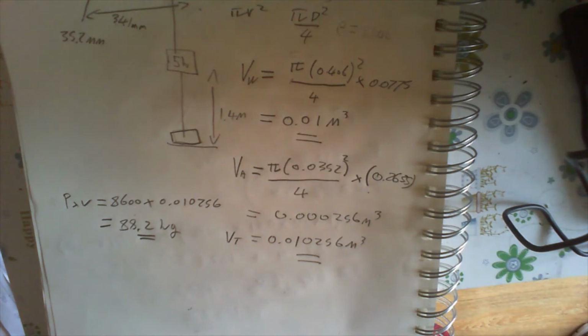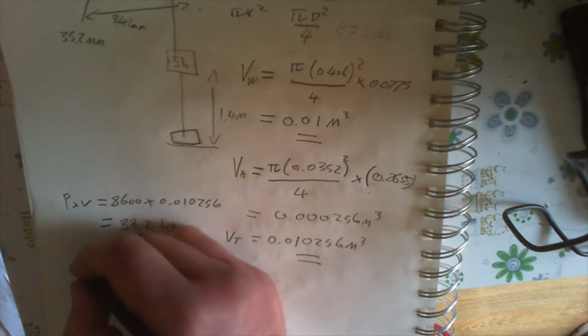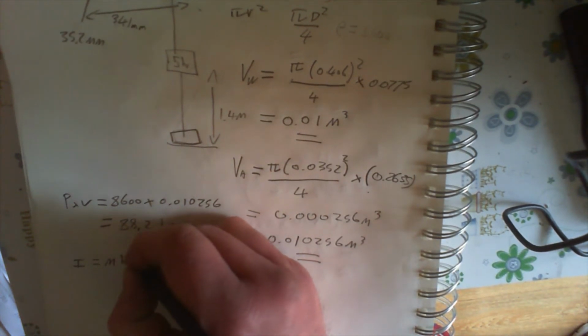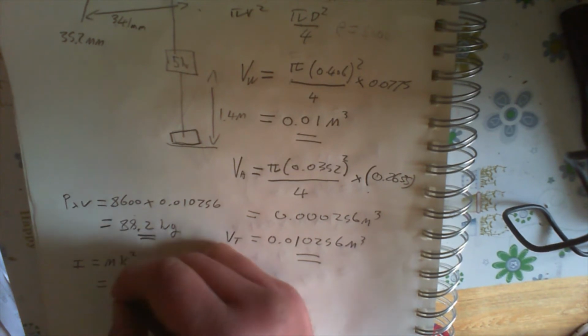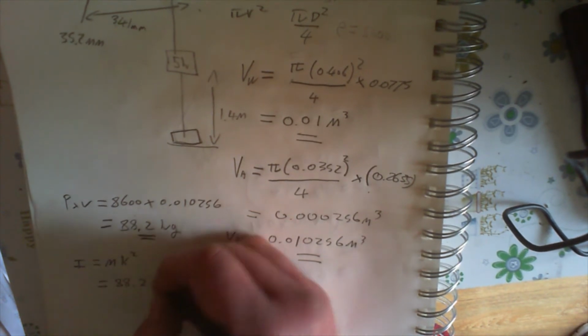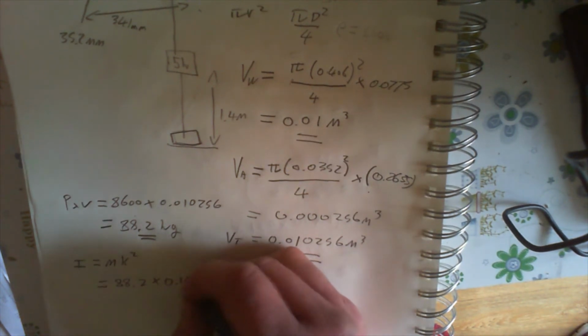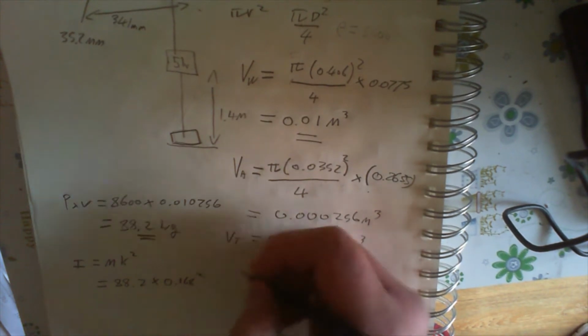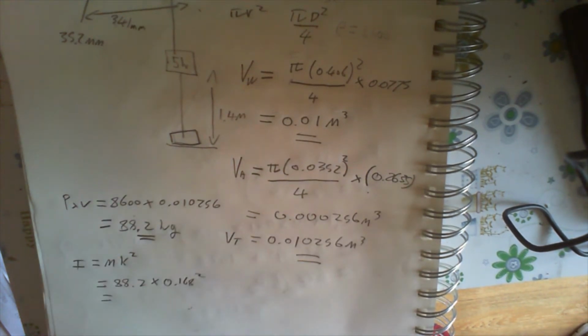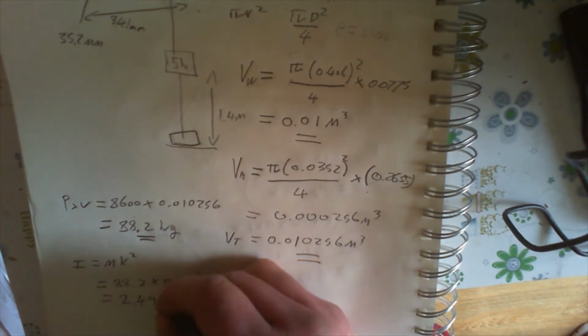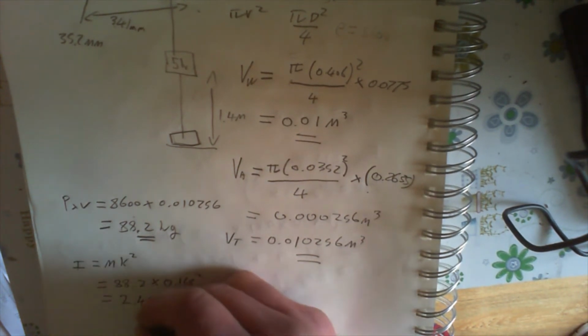Good stuff. And the radius of gyration, I mean the moment of inertia I equals mass times the radius of gyration squared, 88.2 times the radius of gyration, which is 0.168 meters, squared. So that works out at 2.49 kilograms per meters squared.